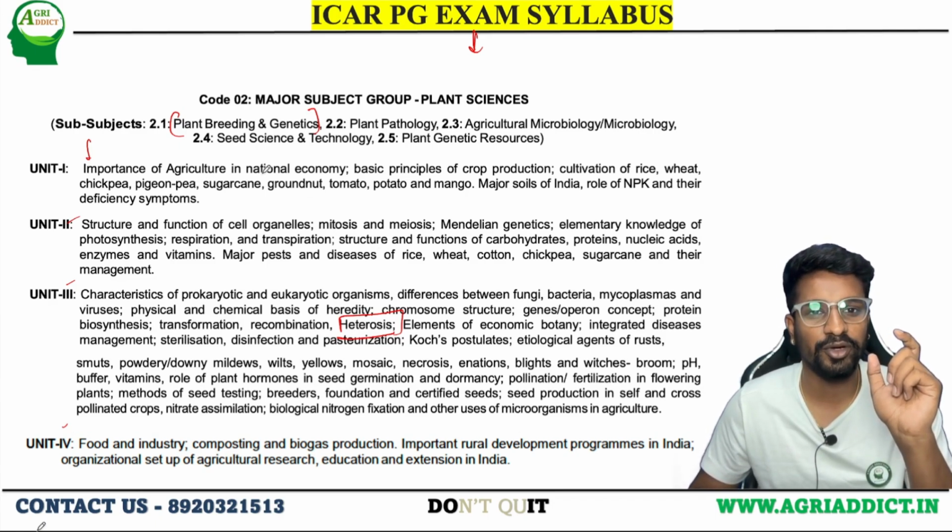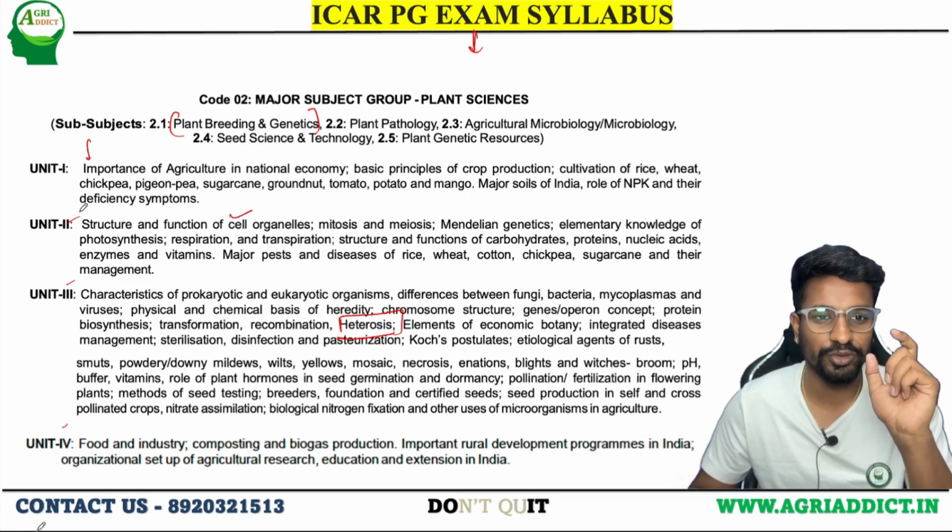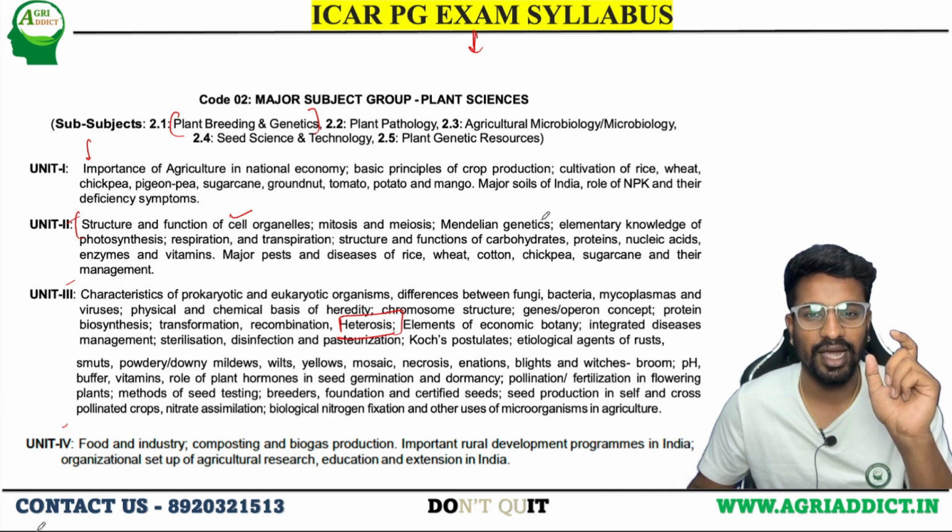See, if I start from importance of agriculture, basic principles, cultivation and major soils, and in the second unit you have almost most of the things related to genetics here, and then the things related to plant physiology, and few things related to plant pathology.